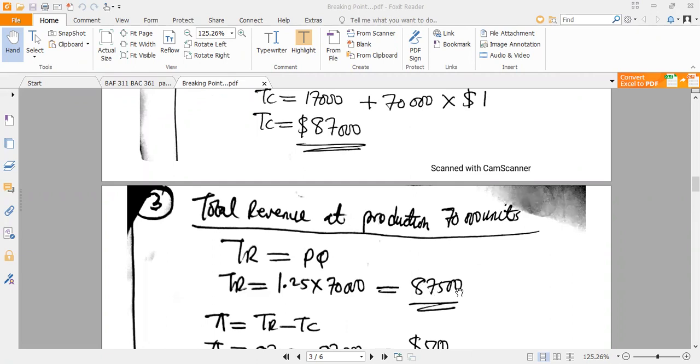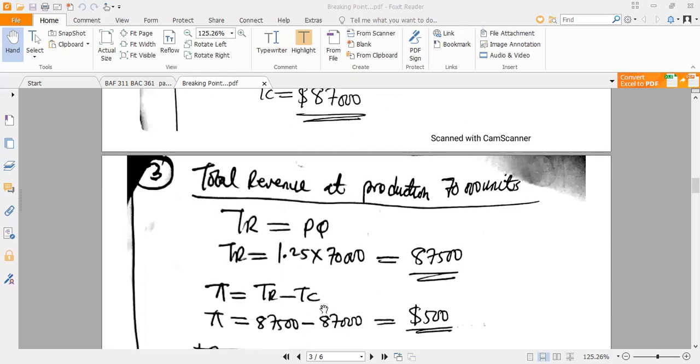Now, if you subtract to find the profit here, you will discover that the profit for this one will be the revenue of 87,500 minus 87,000, which gives us 500. So if they engage this new equipment, they are going to make a profit of 500.